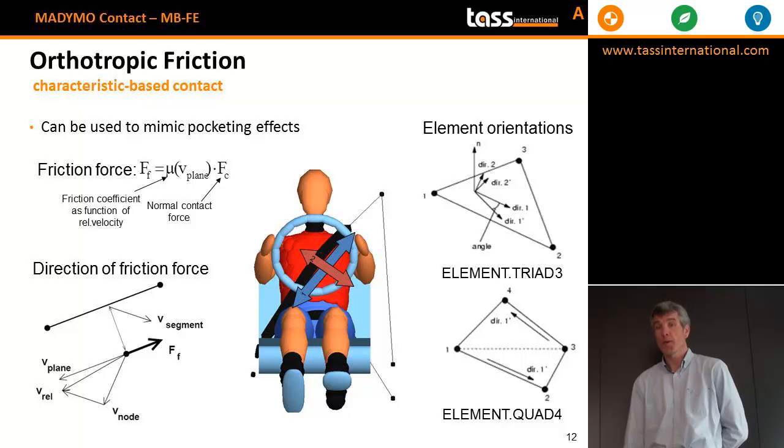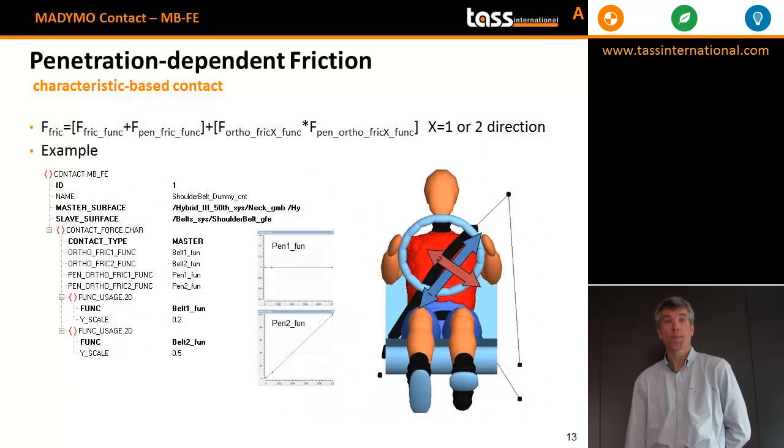If you make use of the MADYMO belt fitter, the direction 1 and 2 is taken automatically into account. 1 is in the direction of the belt, 2 is perpendicular. Here you see an example given of orthotropic function. You see the equation, and this equation is a pretty long one, but the essence is that you can define a friction in both directions, and you can even make the friction dependent on the amount of penetration.